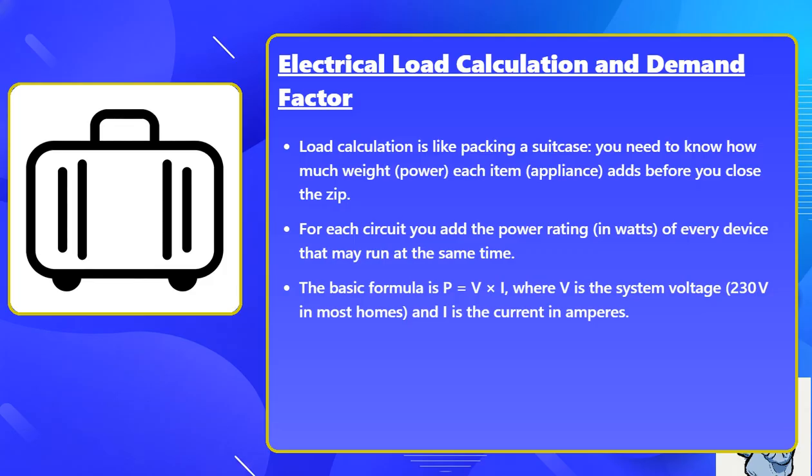and I is the current in amperes. After you total the watts, convert to amps. I total equals sum of P divided by V.